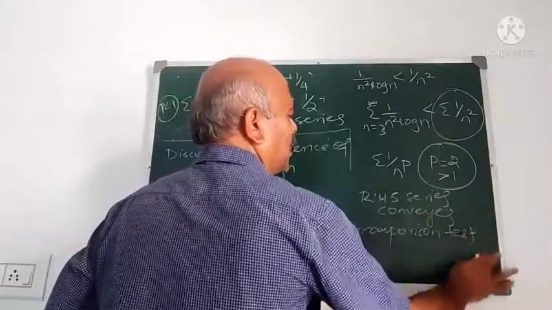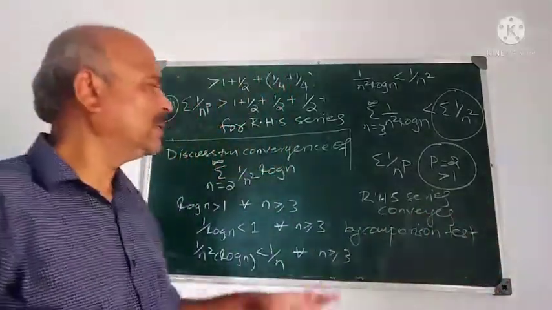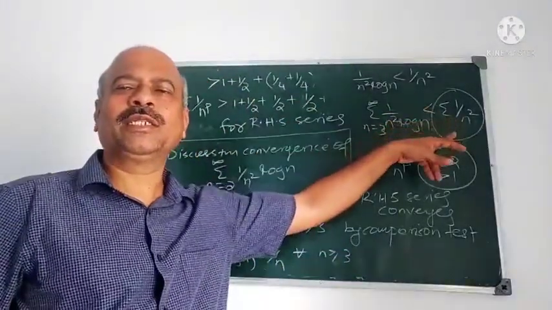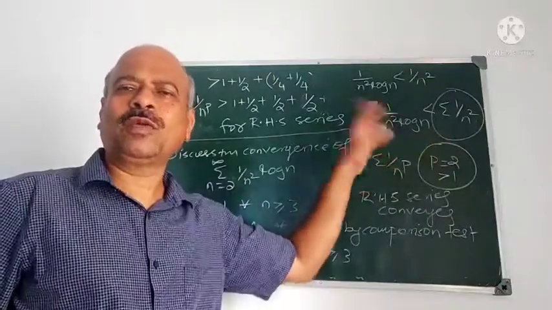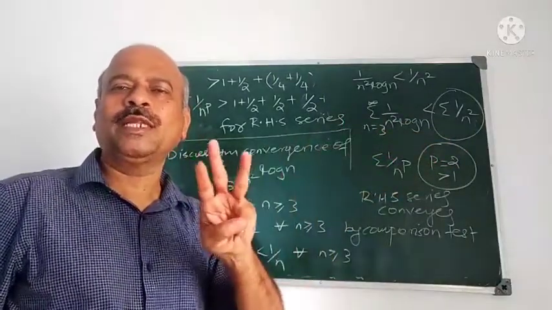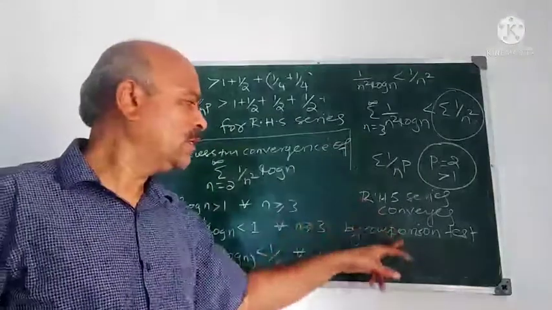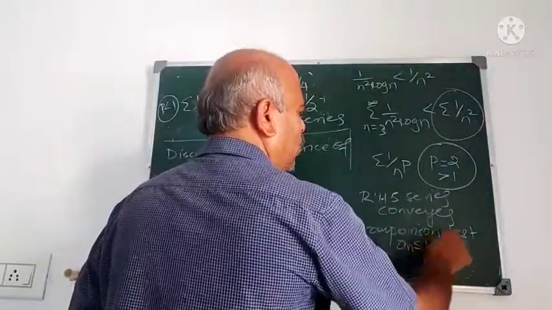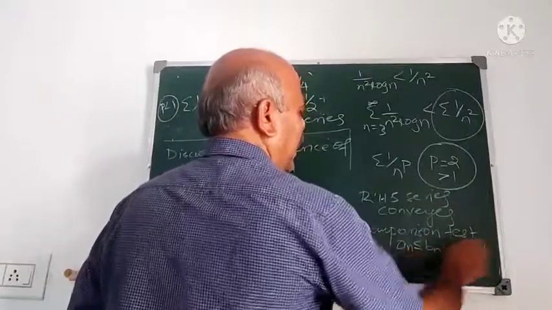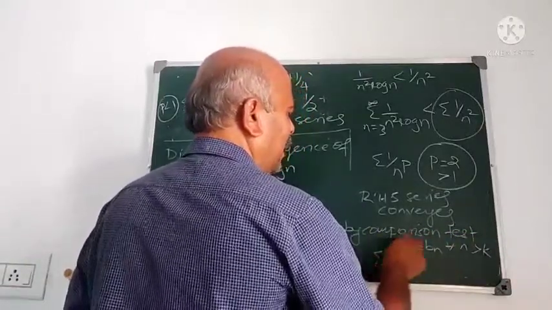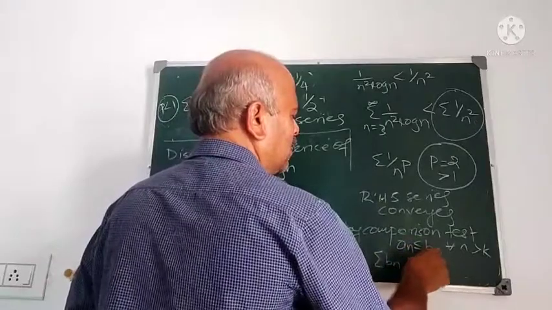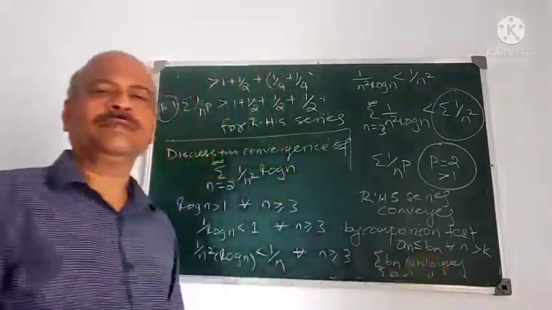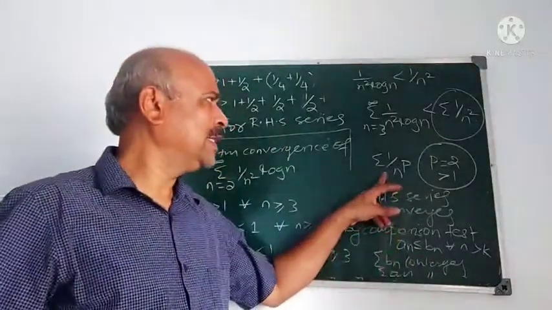see, the comparison test plays a very important role, along with the p series test. Of course, there is one more comparison test; totally there are 3 comparison tests. One is over. What is that comparison test? If an is less than or equal to bn for all n greater than k, and sigma bn, the right hand side, converges, then sigma an also converges. Now we can apply that test here.